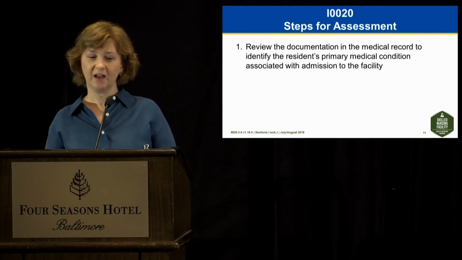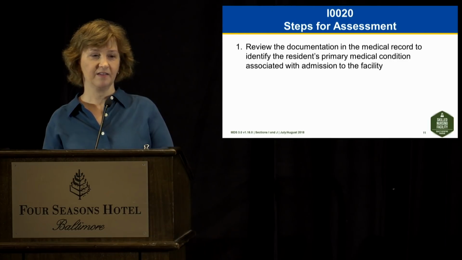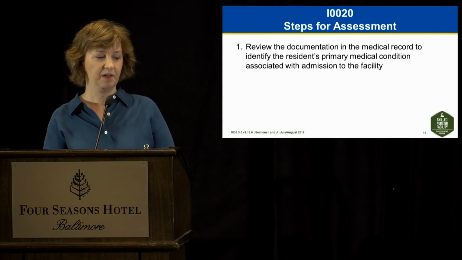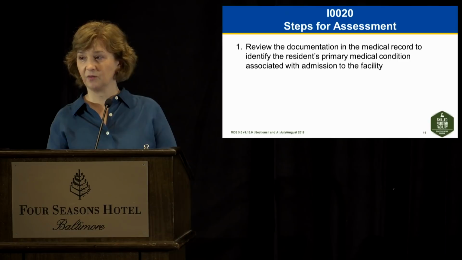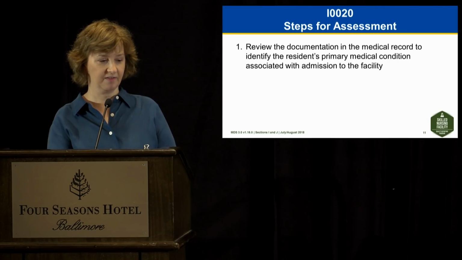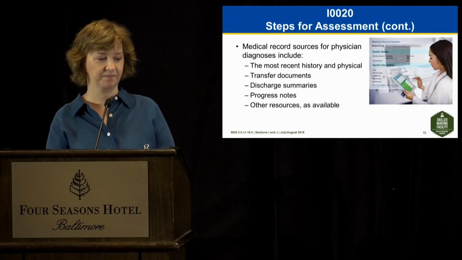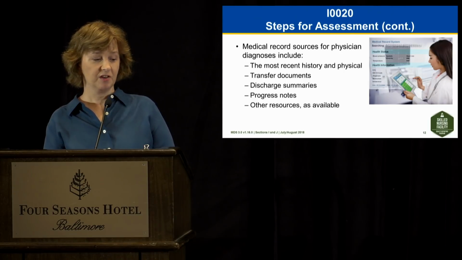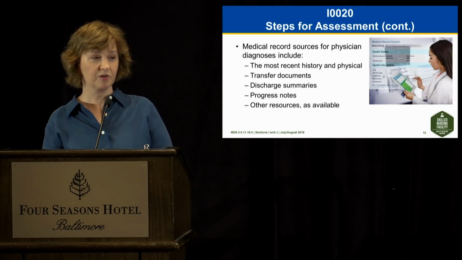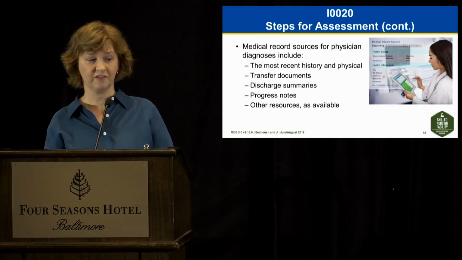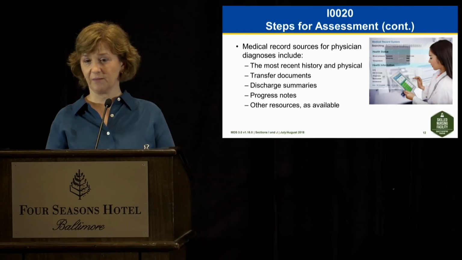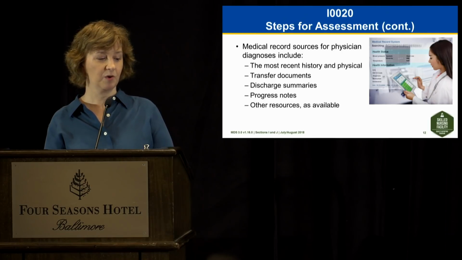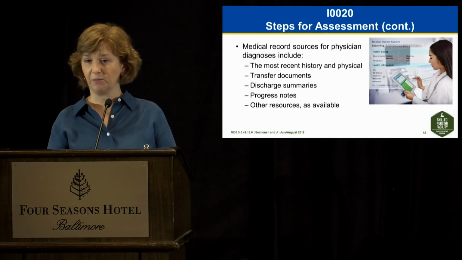So when coding this new item I-020, you will be reviewing the documentation in the medical record to identify the resident's primary medical condition associated with admission to the skilled nursing facility stay. Sources of information from the medical record could include the most recent history and physical written by a physician, any transfer documents, discharge summaries from acute care, progress notes, or other resources if available.